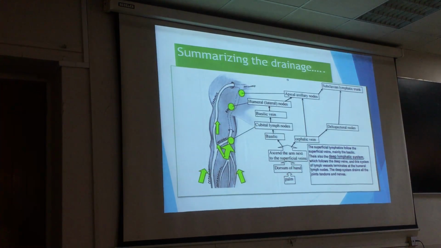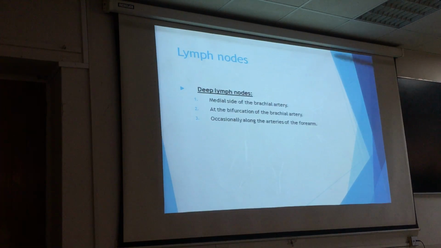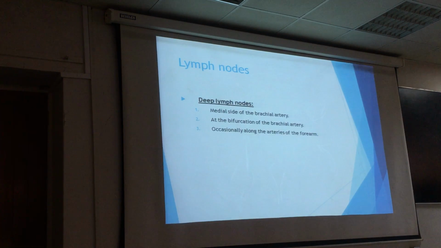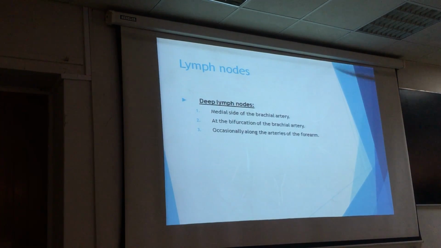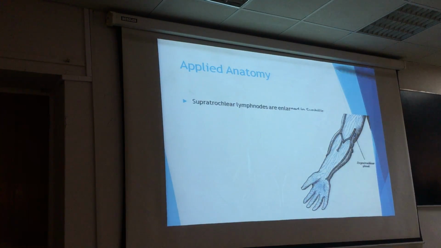upper limb. Okay, now let us quickly do a little of the applied part. I will not do this one, because we have seen the deep lymphatics are present. I told you the deeper structures, that is the arterial system, the brachial artery, and so on, are present.